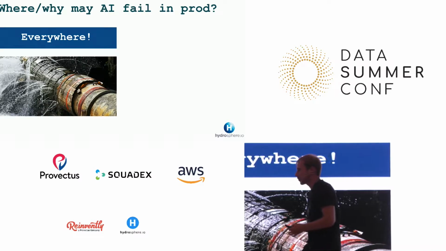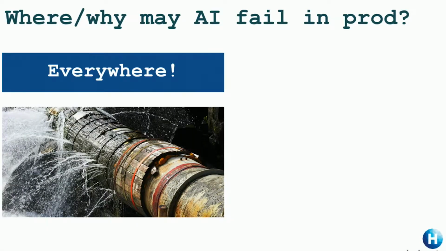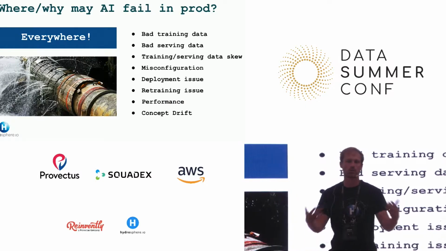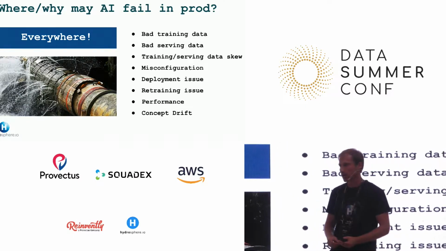Okay, actually it's everywhere, it's obvious, it's software, it's pretty complicated stuff. A lot of moving parts, especially in the pipelines, our data pipelines, and so on. So there is an infinite list of reasons and root causes why it may fail. It's bad training data, bad serving data, training-serving data skew, some misconfigurations and deployment issues, and you can name it. And of course, there is no one silver bullet for how to make it reliable.